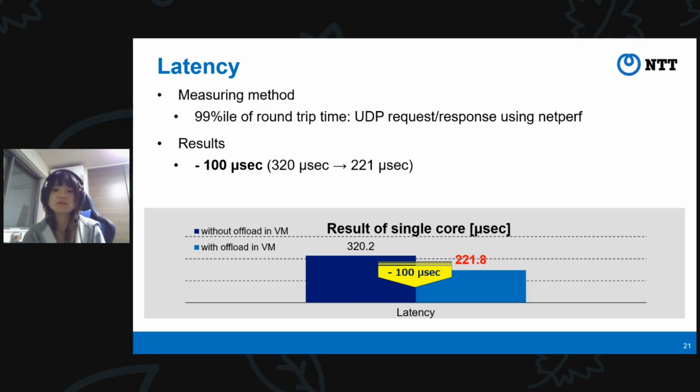Next, this is about the latency. The value of the measuring result means the 99th percentile of round-trip time of UDP request and response using netperf. These graphs show the results of latency. The latency with offload in VM is 100 microseconds less than the one without offload in VM.